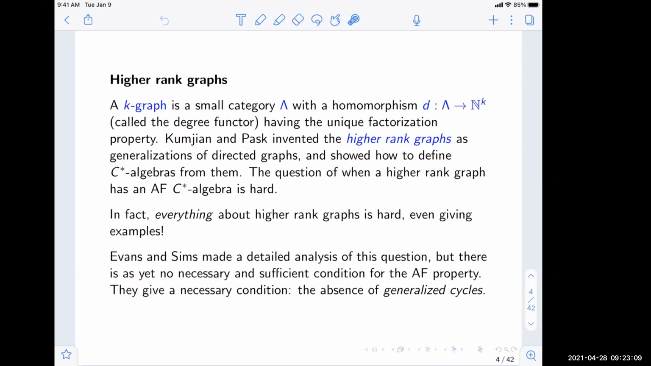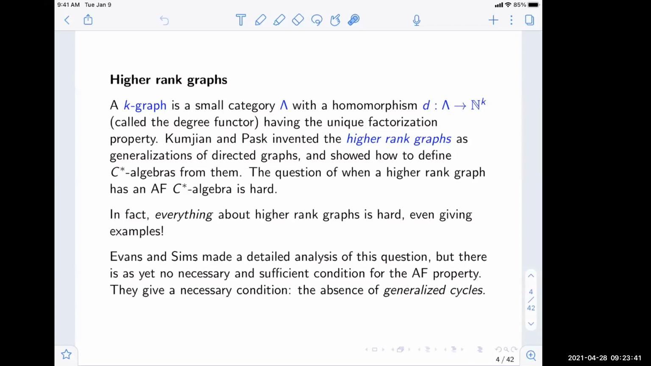Gwion Evans and Aidan Sims made a detailed analysis of this problem. It's just really hard. They had a lot of results, but they didn't completely finish it. And I think it's still not known what is a necessary and sufficient condition for the AF property for higher rank graph C-star algebras. But they do give a very beautiful necessary condition. It's the absence not of cycles, but of generalized cycles.